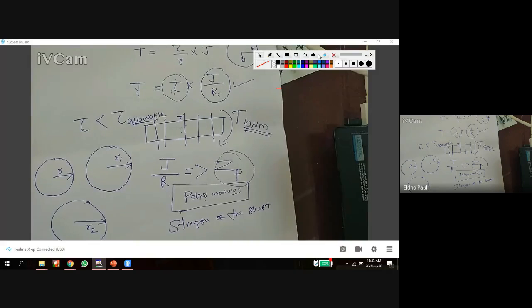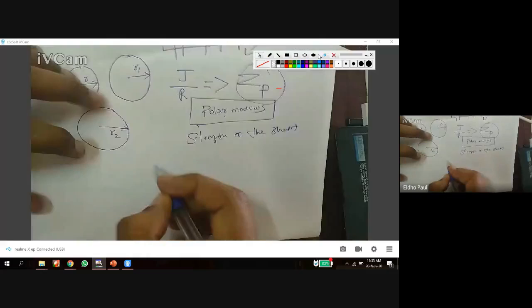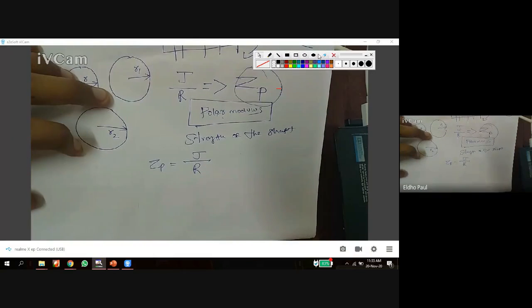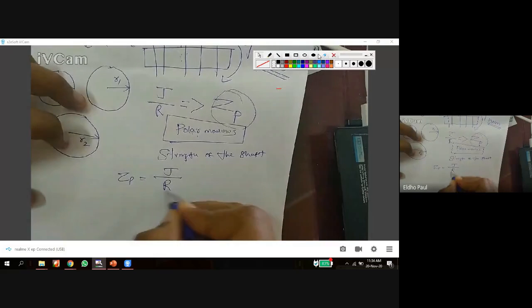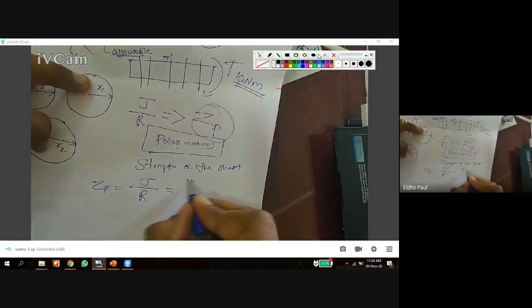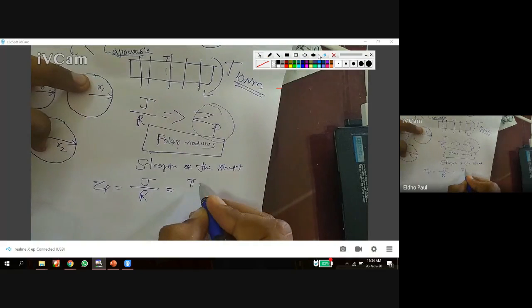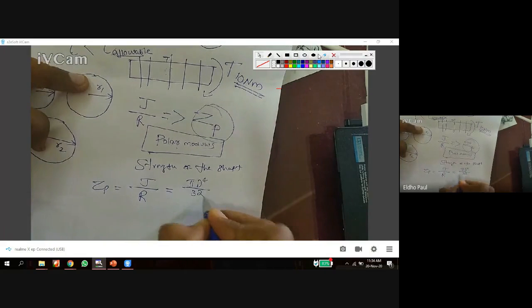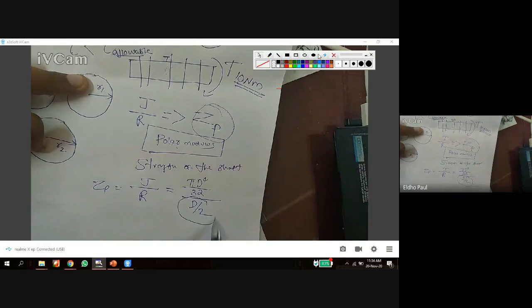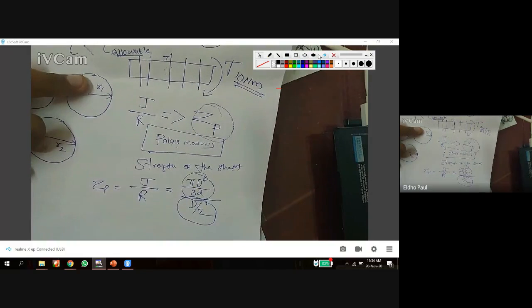How can we select a shaft with a higher polar modulus? In this, the J by R term is very important. Z P is equal to J by R, polar moment of inertia by maximum radius. In both we have the diameter term. Pi d raised to 4 by 32 is J, and R is equal to d by 2. So the denominator has a d by 2 term, and the numerator also has a d term.